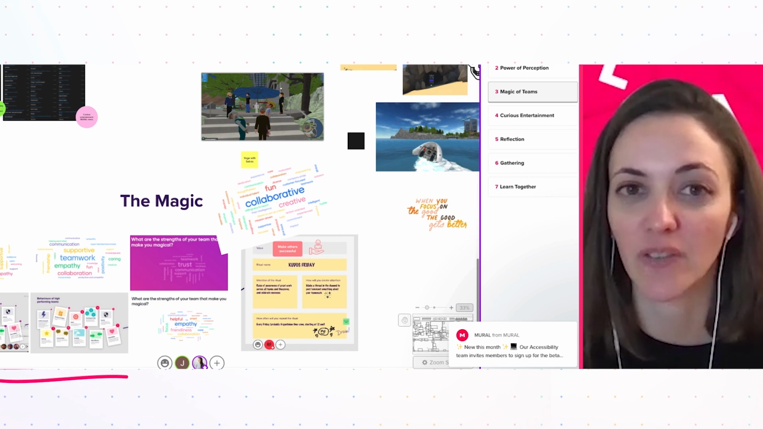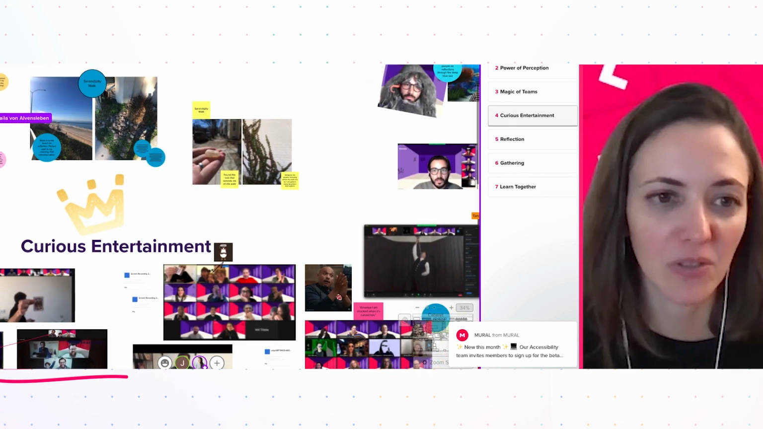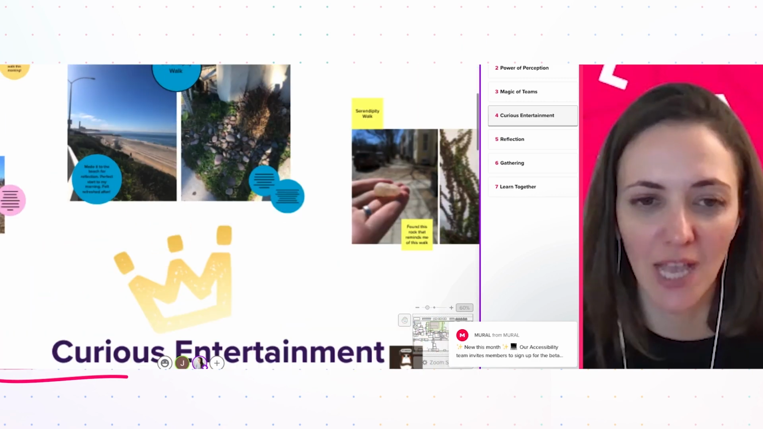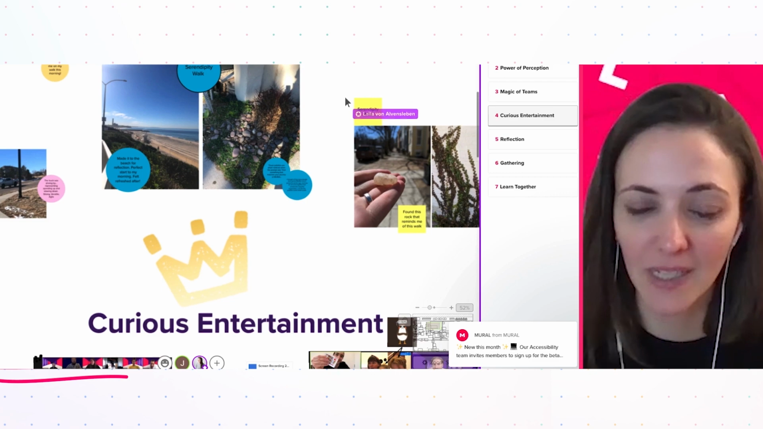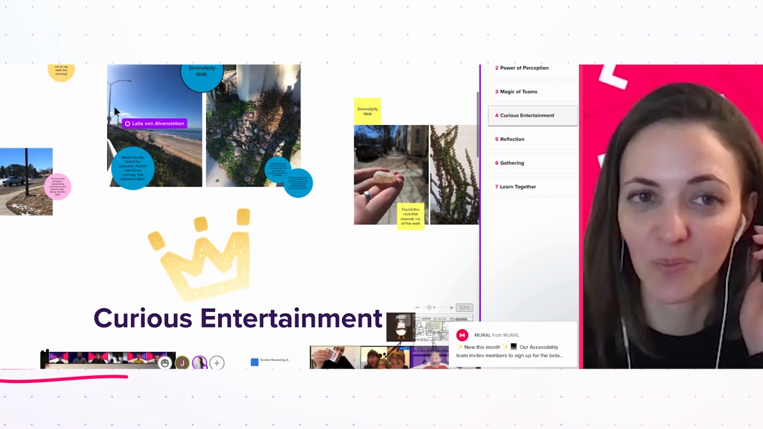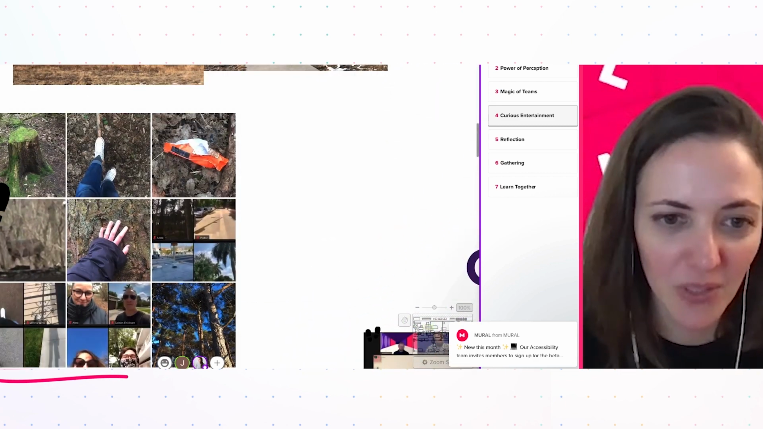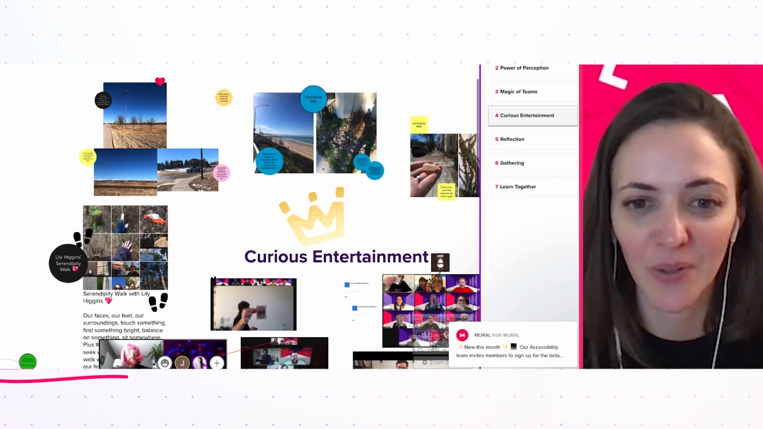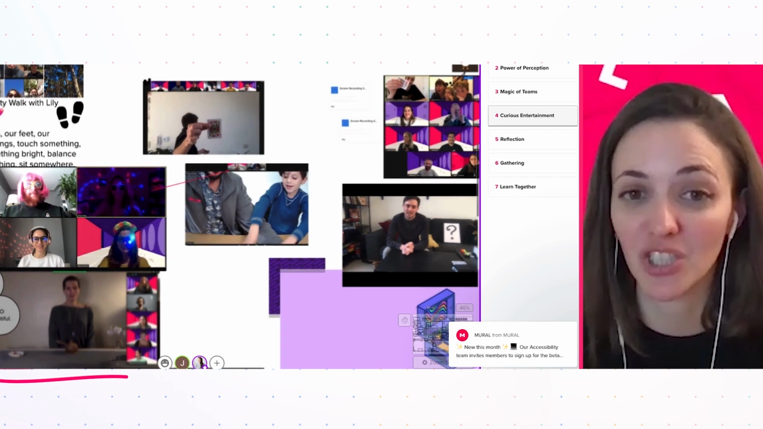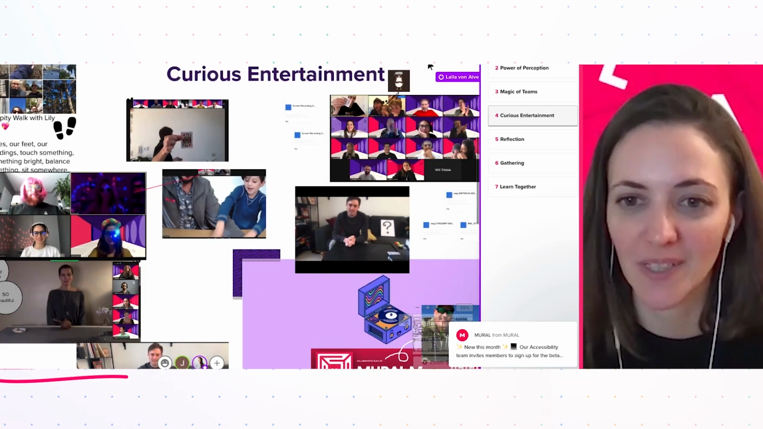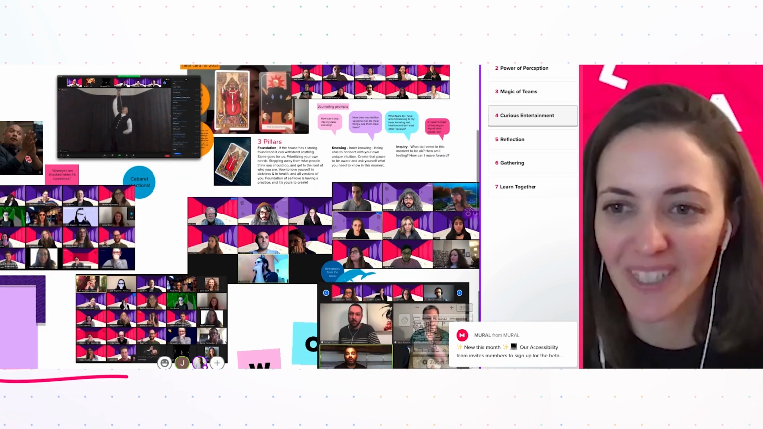And then we had a lot of entertainment sessions. So there was curious entertainment. And I'm just going to zoom in a little bit. So some sessions actually invited people to go on a serendipity walk outside and just be on Zoom and take photos of what you were seeing. So these were photos from different people around the world. We had lots and lots of magic tricks and magicians and cabaret performers and mentalism and all kinds of tarot card reading as well.